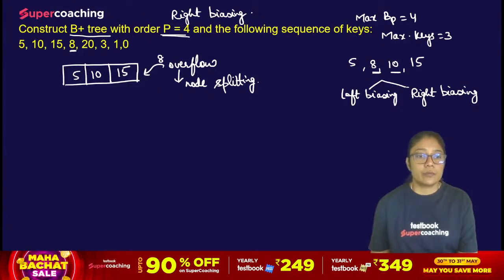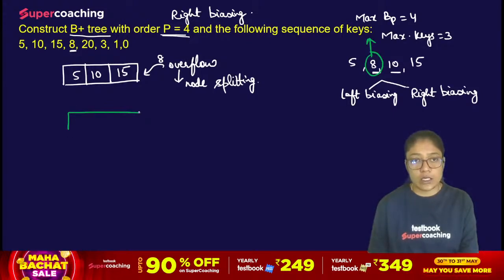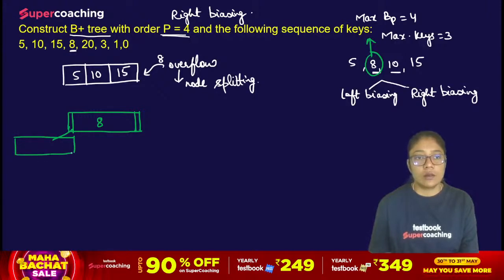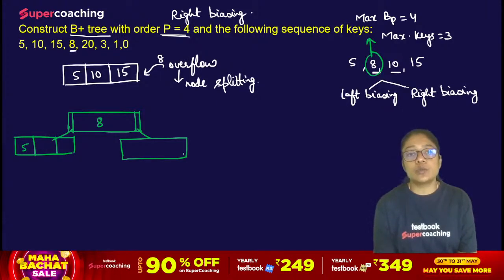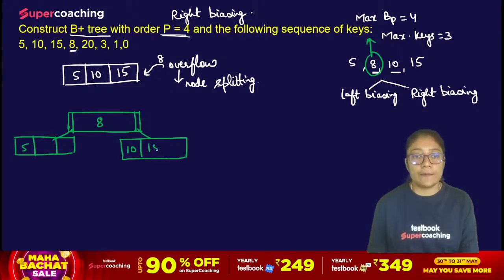Now, the node will be split क्योंकि right biasing follow कर रहे हैं, तो node splitting किसके basis पे होगी? 8 के basis पे. So 8 is going to the root level and to the left of 8 we have 5. ये point बेटा ध्यान से समझना because this is going to tell you the difference between B tree and B plus tree node splitting. Okay, and the remaining elements, greater elements, are on the right side.